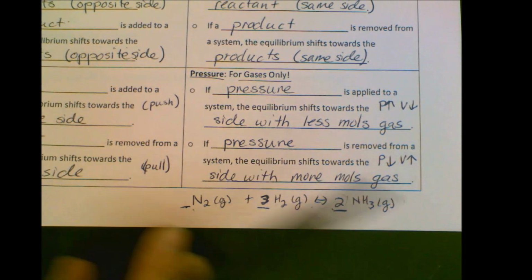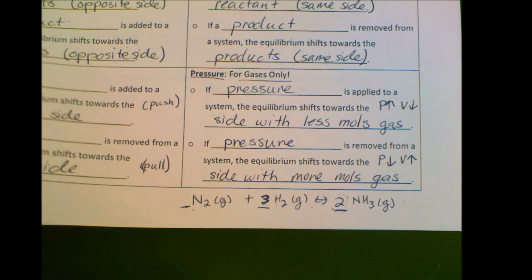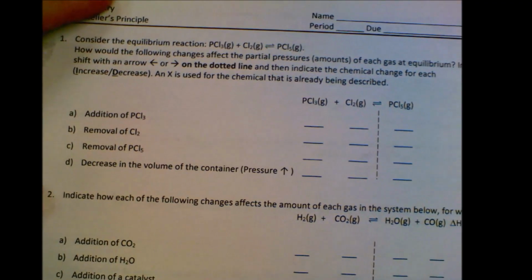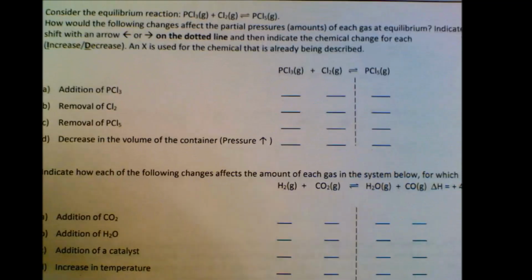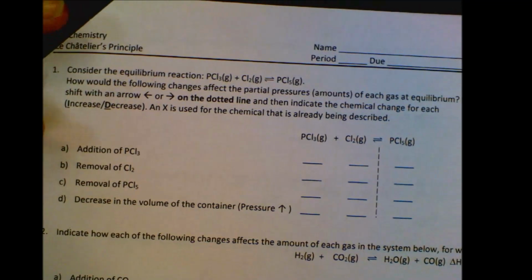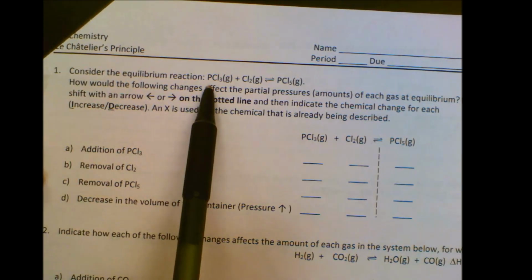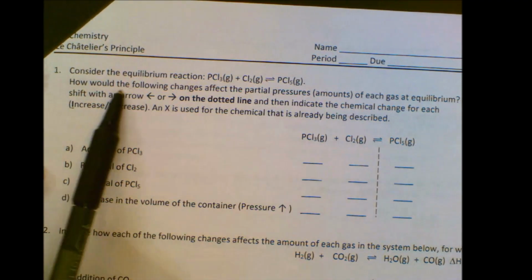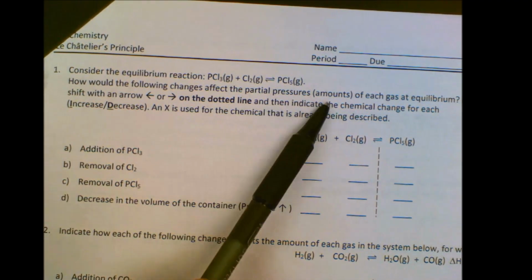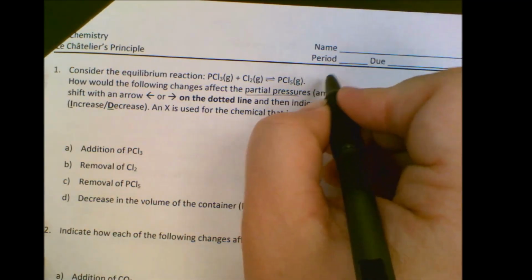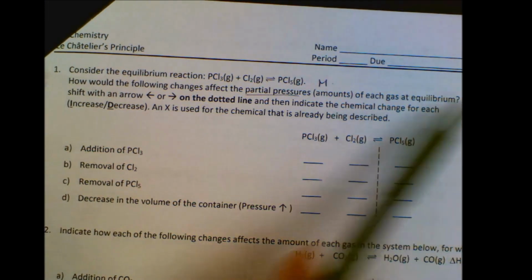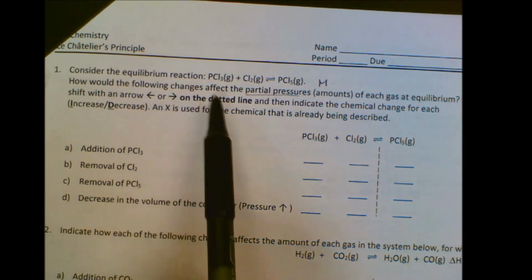I'm going to walk you guys through one so you know how to set these up on the next page. So turn to your next page where your practice is. We'll walk through some of this together. All right, so our intro says, consider the equilibrium reaction PCl3 plus Cl2 makes PCl5. They're all gases. How would the following changes affect the partial pressures or amounts? You can think of their partial pressures as being similar to their molarity of each gas at equilibrium. Indicate the shift with an arrow, left or right, on the dotted line.